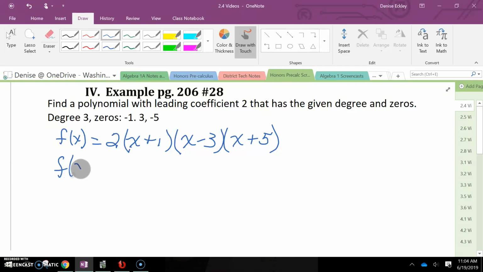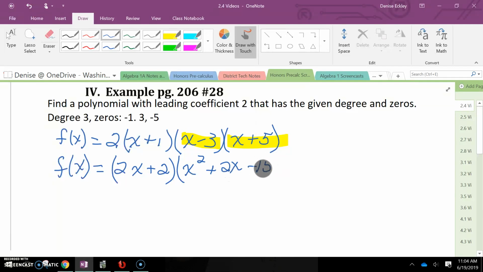It doesn't matter what order you do it in. I'm going to start by multiplying the 2 times the x plus 1. And then I'm also going to multiply the other two binomials, x minus 3 times x plus 5. When I multiply those together, I get x squared plus 2x minus 15.